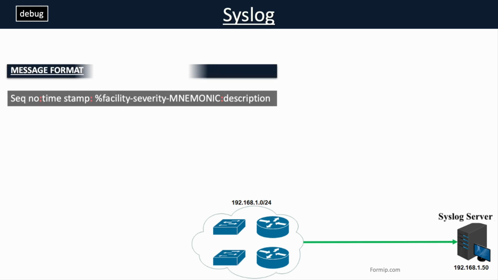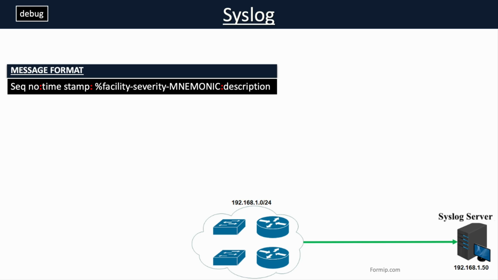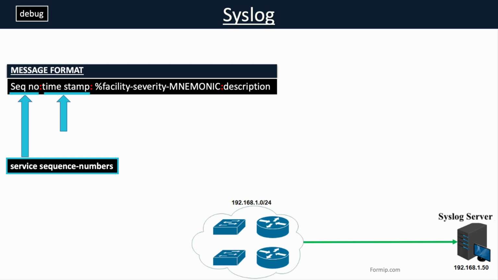Here is the general format of the log messages that the IOS generates by default. Each element is separated by a colon. The first field indicates a sequence number only if the command service sequence-numbers has been entered on IOS, because by default, it is not active. The timestamp field allows you to know the date and time of the event. It's not enabled by default either. For that, you have to use the service timestamps log command.